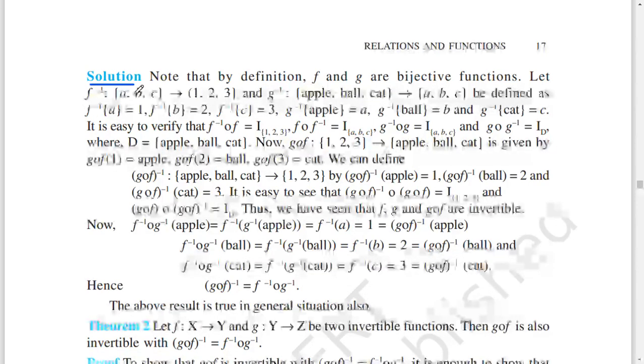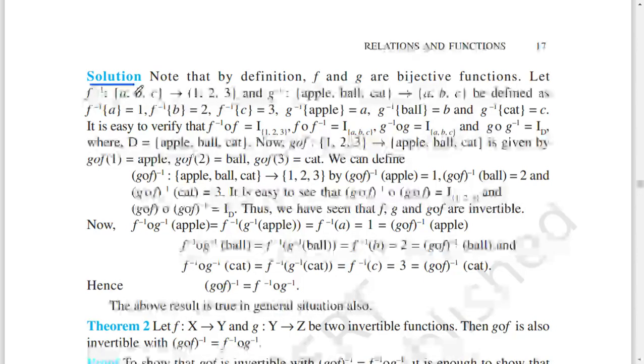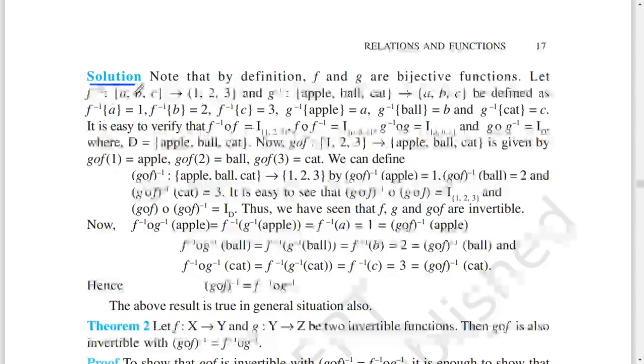It is easy to verify that f inverse of f equals I of {1, 2, 3}, f of f inverse equals I of {a, b, c}, g inverse of g equals I of {a, b, c}, and g of g inverse equals I_D, where D = {apple, ball, cat}. Now gof: {1, 2, 3} → {apple, ball, cat} is given by gof(1) = apple, gof(2) = ball, gof(3) = cat. We can define gof inverse: {apple, ball, cat} → {1, 2, 3} by gof inverse(apple) = 1, gof inverse(ball) = 2, and gof inverse(cat) = 3.